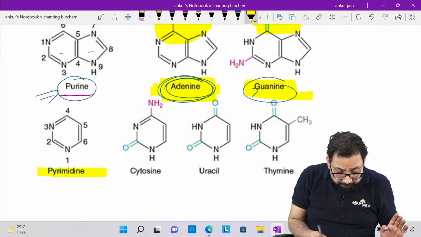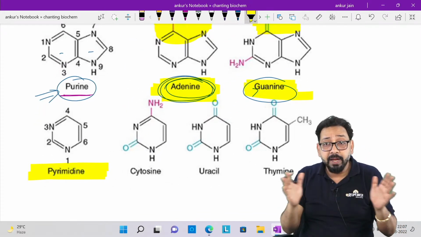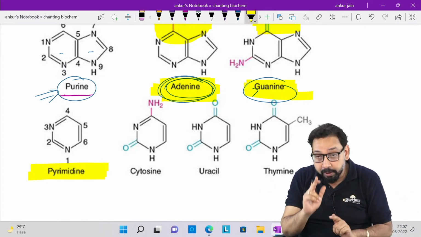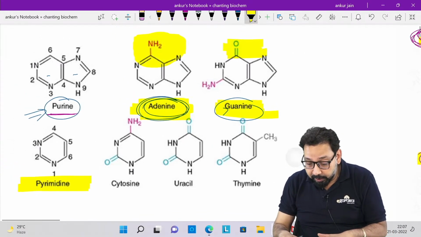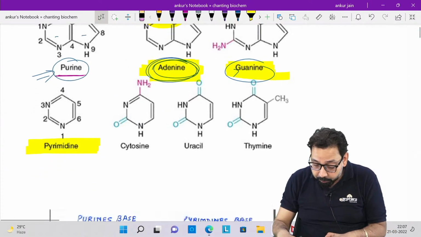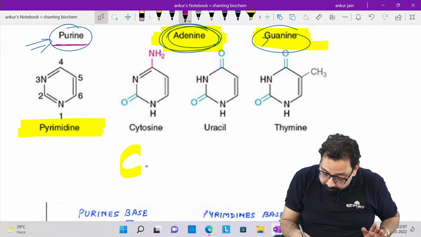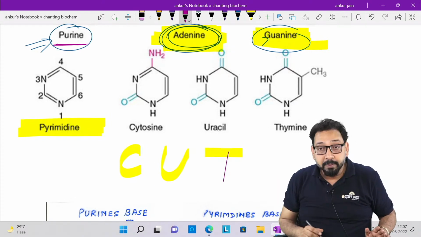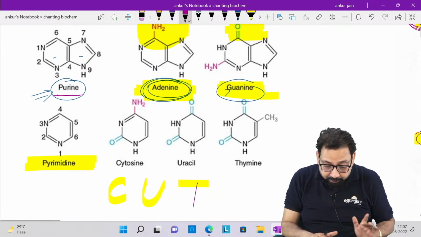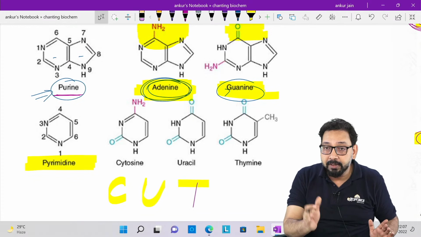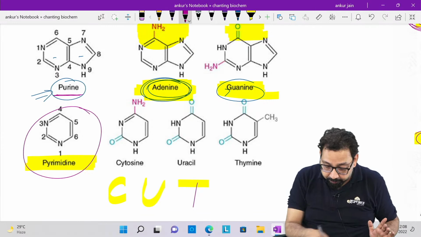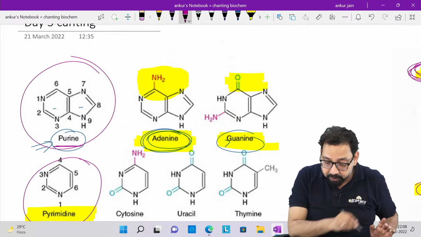Pyrimidine, name is large, नाम बड़ा है, नाम बड़े और दर्शन छोटे. Only one ring is there. So if structure MCQs are coming, they can ask. The mnemonic is CUT. Cut means we cut one ring. How many rings are left? Only one ring is left. So if one ring is there, this is pyrimidine. If 2 rings are there, this is purine.